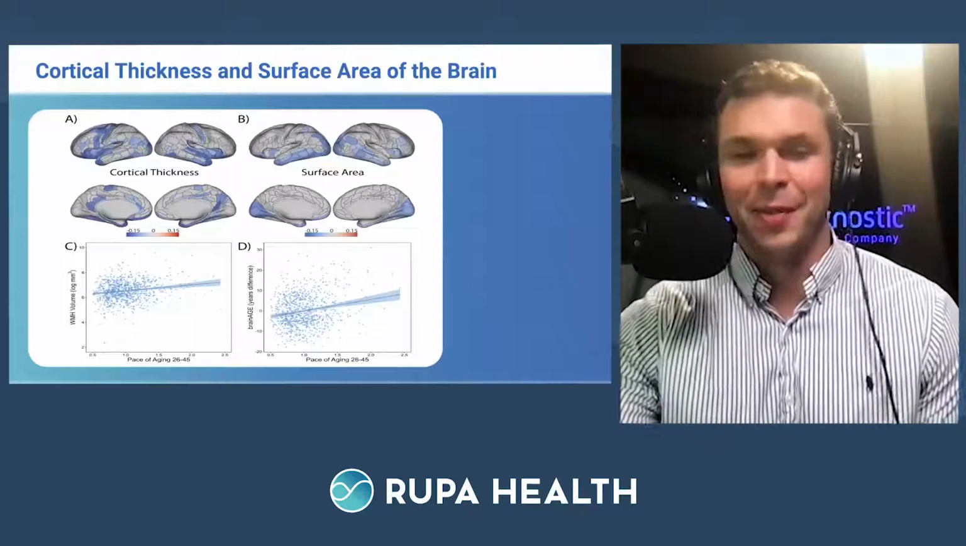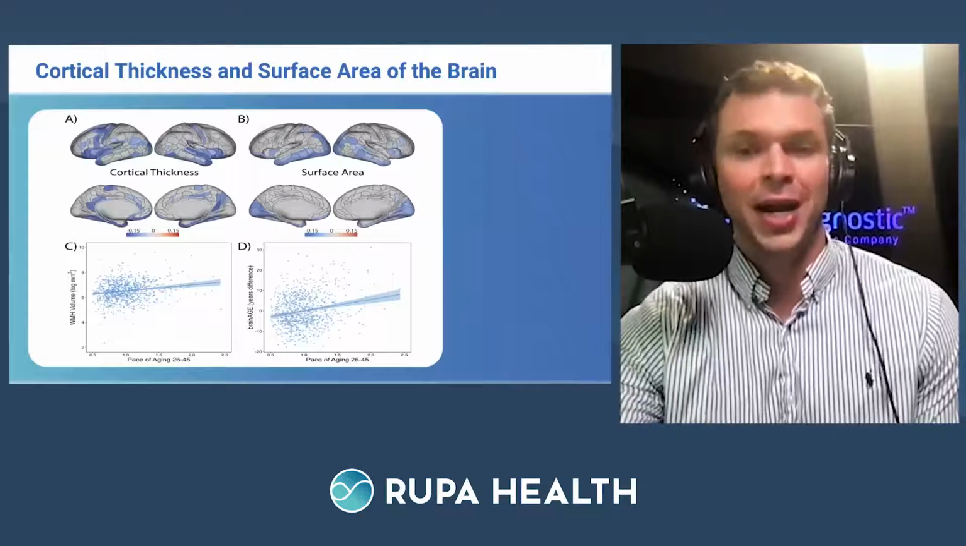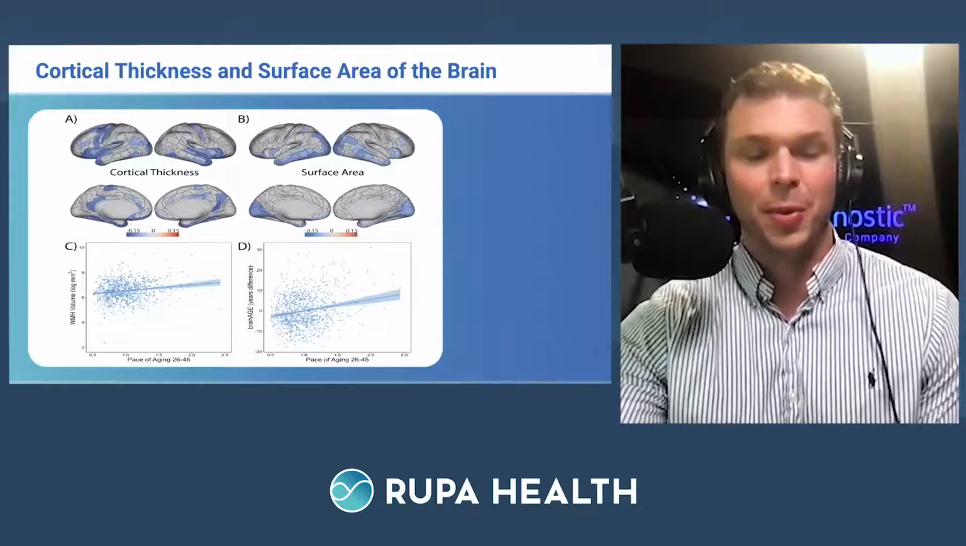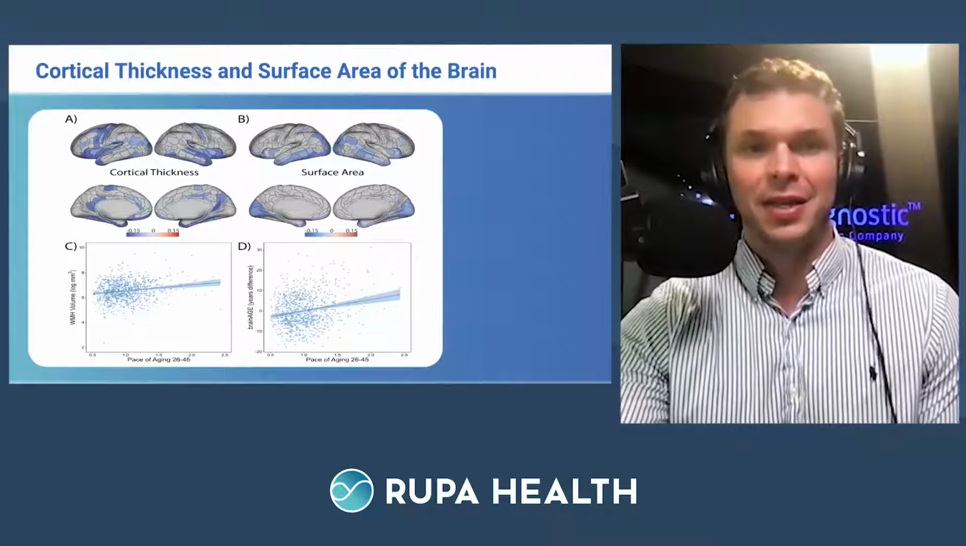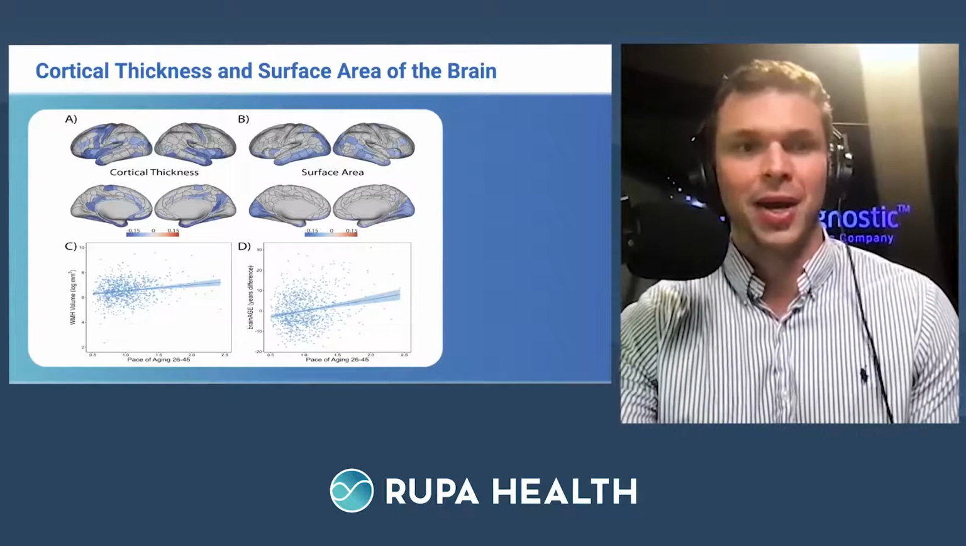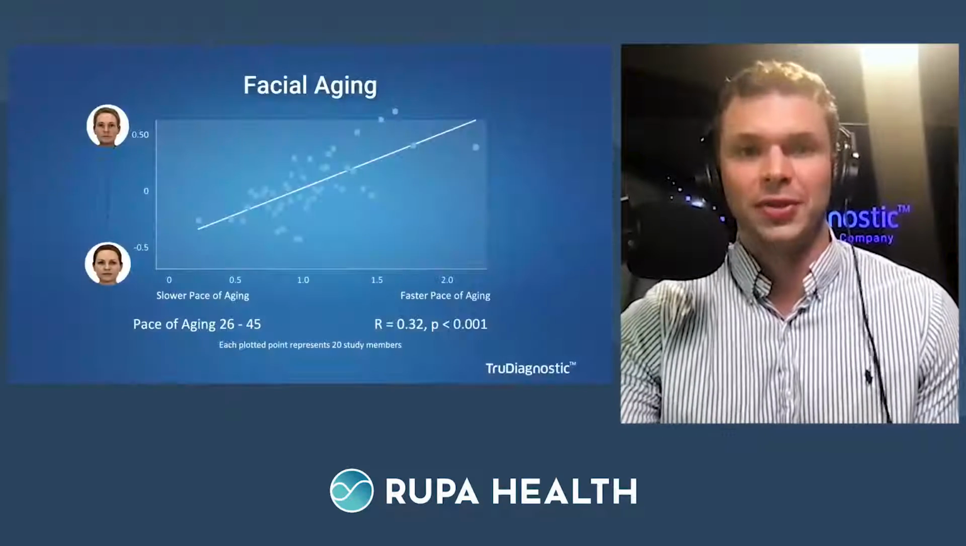We also see this, and maybe the reason for some of these IQ changes, on the brain. If we look at brain MRIs, we see that those people with faster rates of aging had significantly worse cortical thickness and surface area of the brain, which can, again, manifest in all of those different changes.